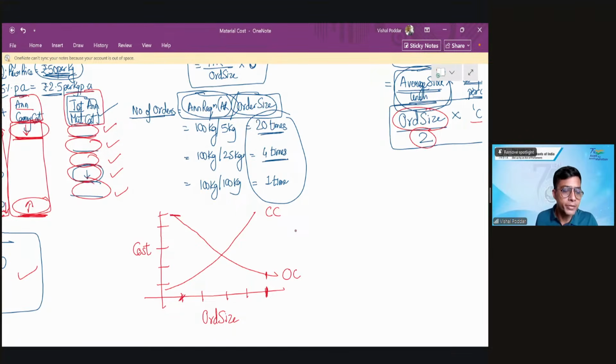Now, we all have studied in economics that whenever you have an inverse relationship, the best option, which we call the equilibrium, happens where there is an intersection.